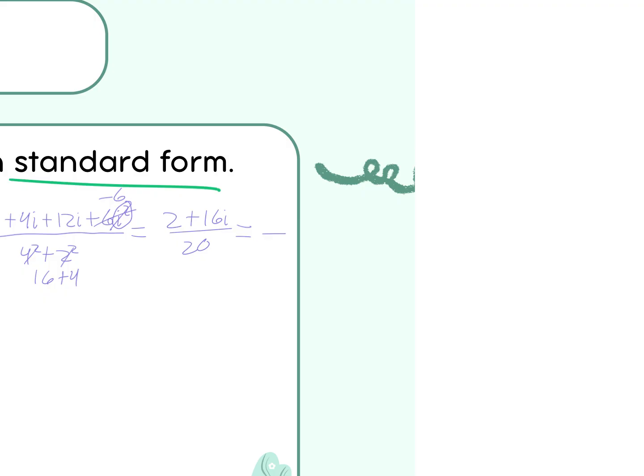And then again, I can split this up to make it a complex number in standard form, right? So I get 2 over 20 plus 16 over 20i, all right? And then 2 over 20 is going to become 1 over 10, plus 16 over 20 is going to get me a 4 over 5i.